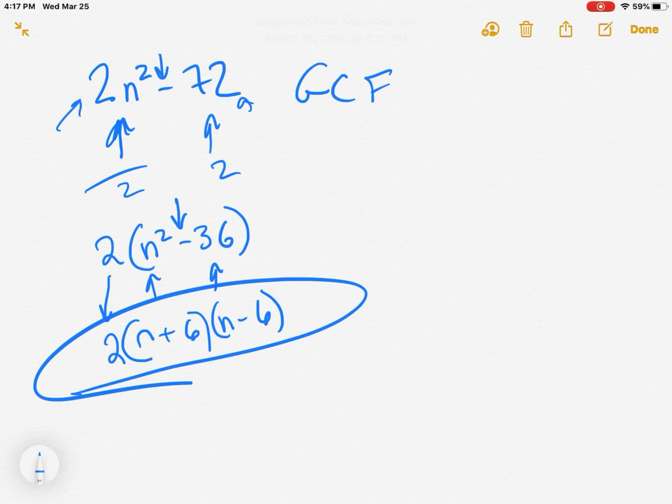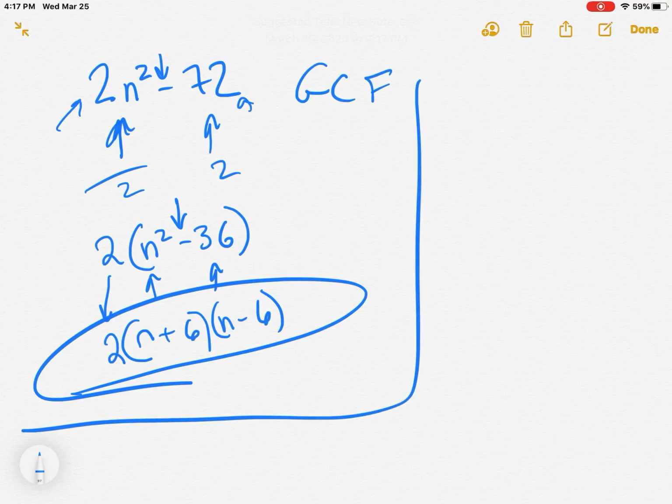But man, let's dive in a little bit deeper and really flex those brain muscles. If you're sweating, if you're dehydrated, grab yourself a drink of water. Gotta stay hydrated when we're working out.